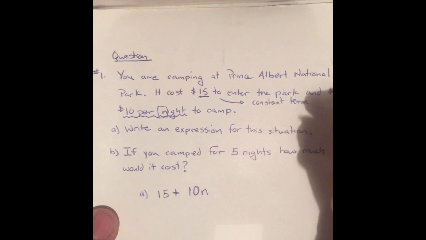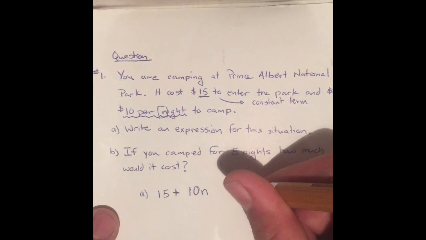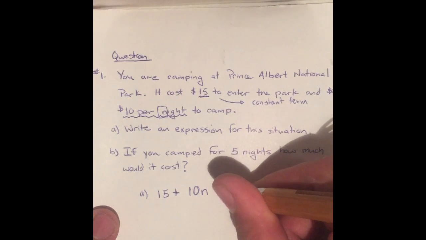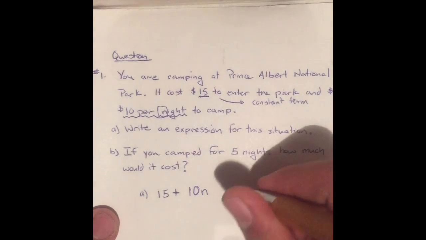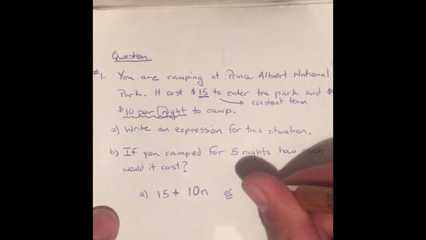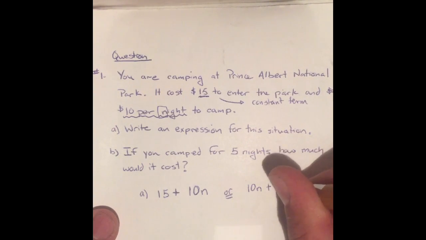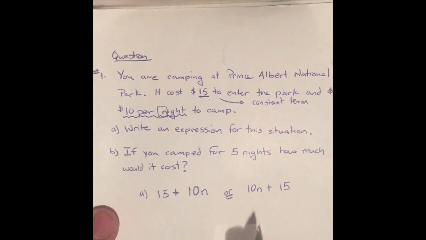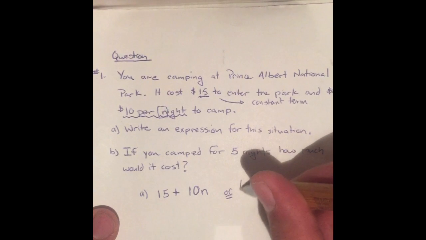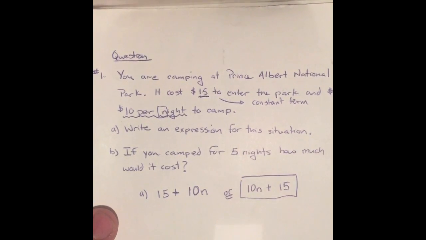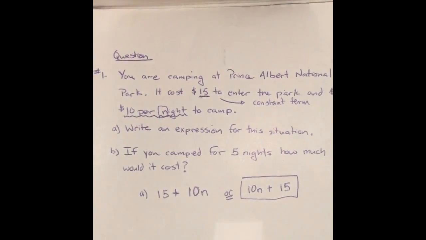The other way it could be written, that some people do, is the other way around. Or you could write this as $10 per night plus 15. And this is the more common way we see it. So we're going to stick with this formula. Good. Part A is done. Now, let's look at part B.